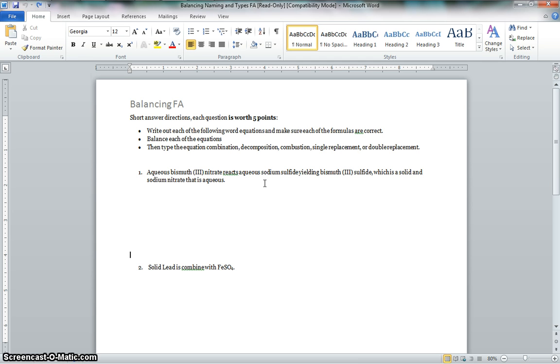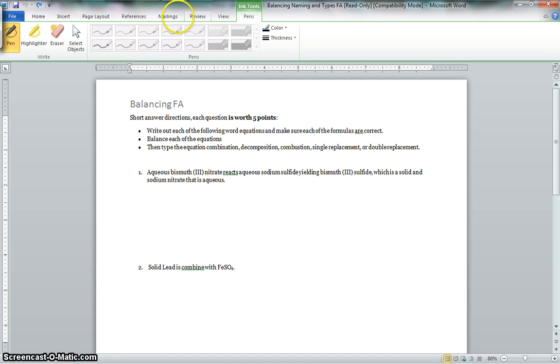Let's start off with number 1. We have aqueous bismuth 3 nitrate reacts with aqueous sodium sulfide, yielding bismuth 3 sulfide, which is a solid, and sodium nitrate, which is aqueous. So where do we start? Well, let's start at the very, very beginning.